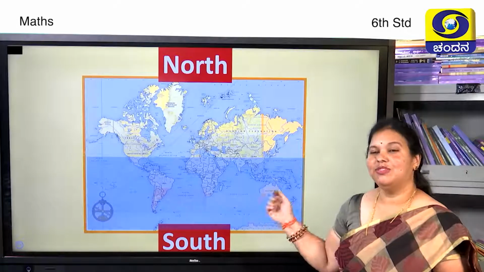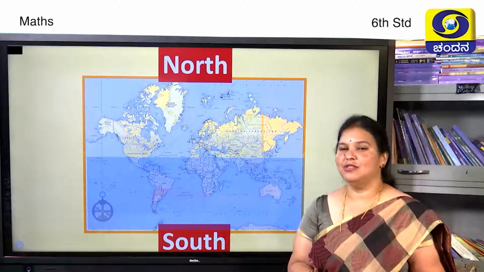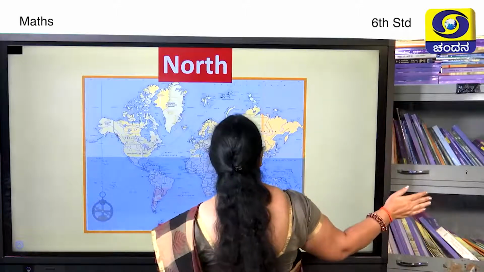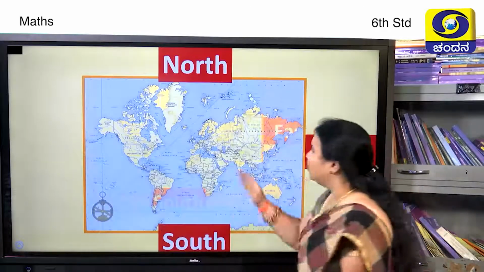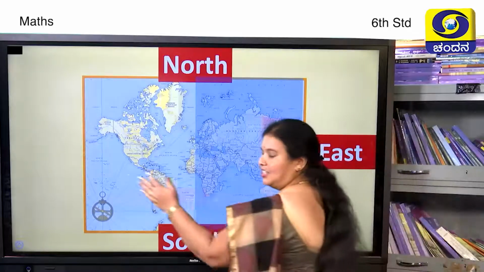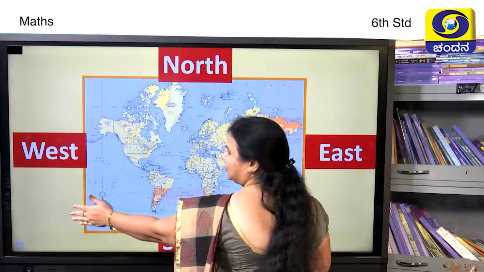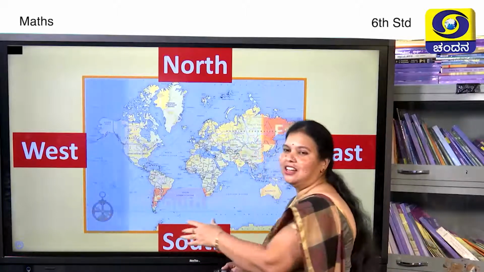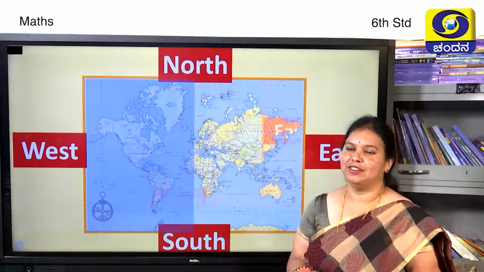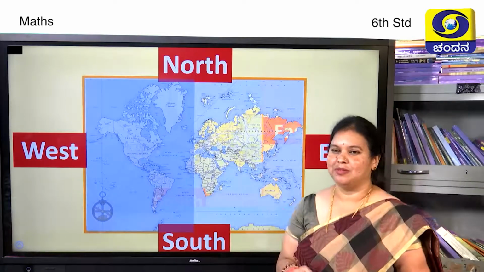Like the same, we have to identify east and west also. When you are facing towards the map, your right hand side represents east. So, these are all called eastern countries. Similarly, your left hand side represents west. So, these are all called western countries. Like this, you can identify directions on any map.